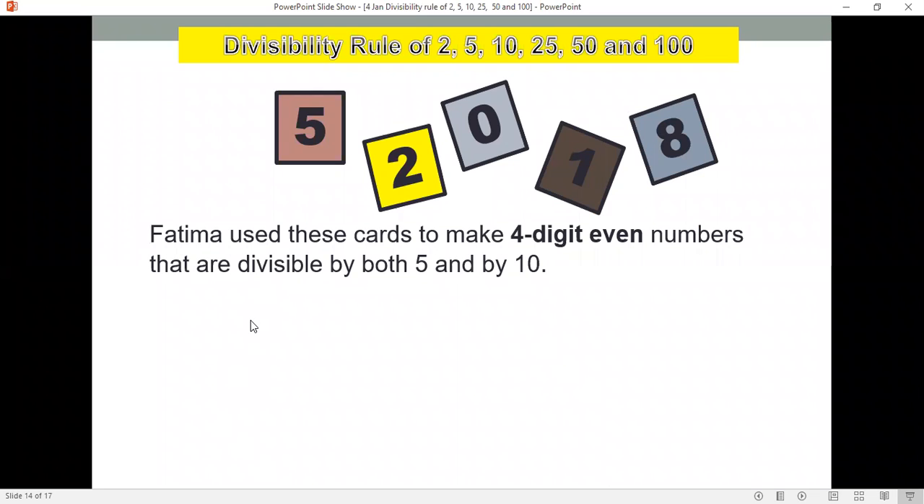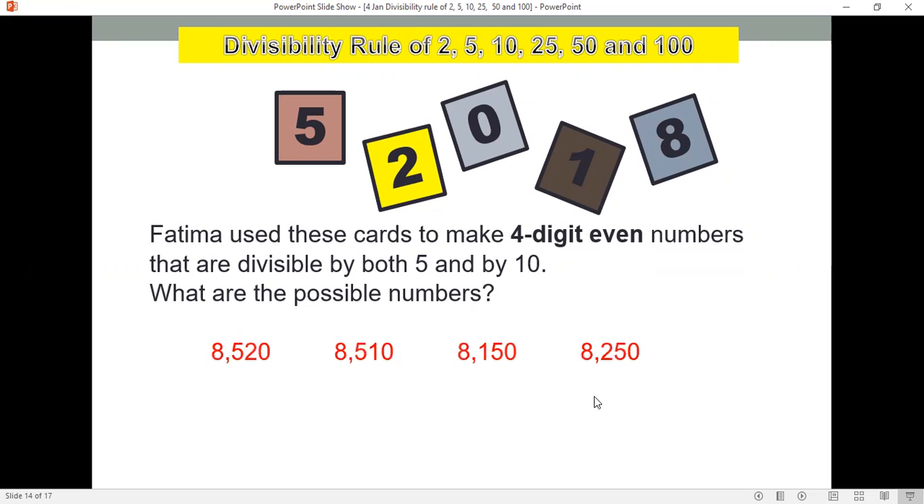Okay, let's solve this question. Can you do it by yourself first before I give you some of the answers? Pause your video and you can do it. Okay, we have cards here. We have 5, 2, 0, 1, 8. Fatima used these cards to make 4-digit even numbers that are divisible by both 5 and by 10. Okay, only even numbers. So what are the possible numbers?